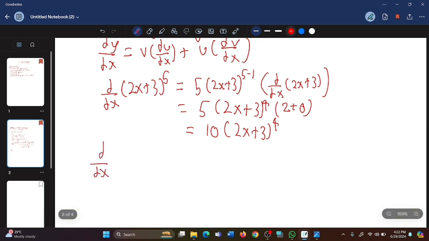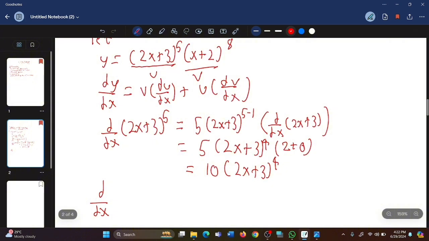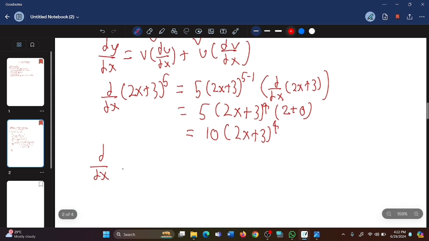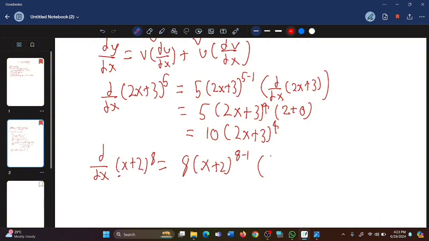dv/dx. What is v? v is (x plus 2) to the power 8. So let's do it. (x plus 2) to the power 8. Now we're going to do the same thing. We're going to bring the power in front: 8, (x plus 2) to the power 8 minus 1. Then we multiply by the derivative of this, d by dx of (x plus 2).